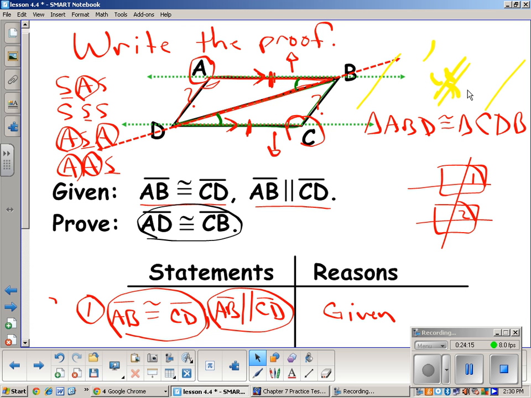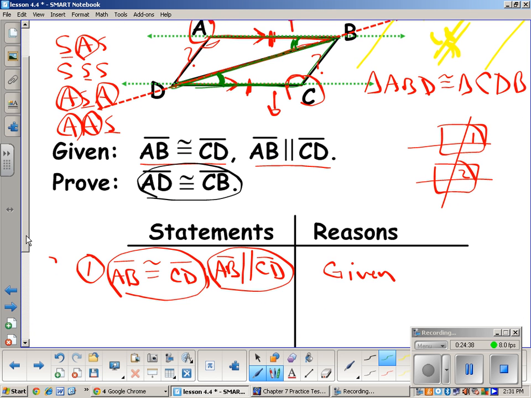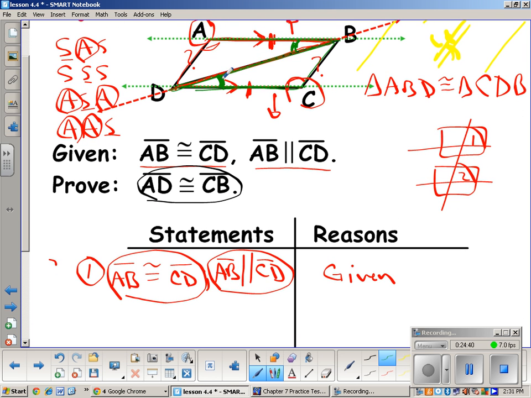Okay? So that part's not helpful. So we're just going to stick with these green ones right here. Okay? Because they're sandwiched between this green line here and this green line here, and they're opposite sides of this transversal. And so how do I name this angle down here? This angle here. How do I name that angle?